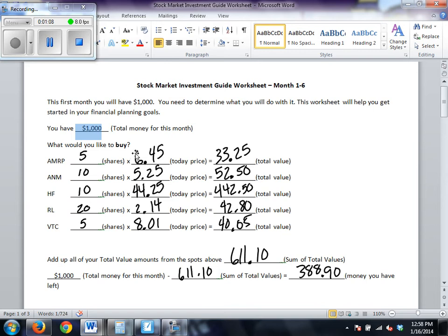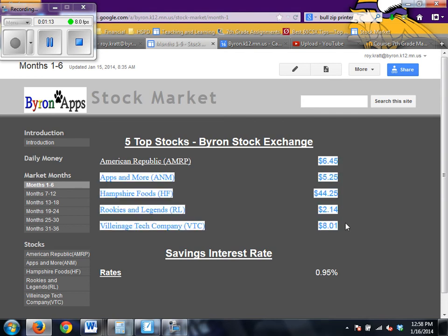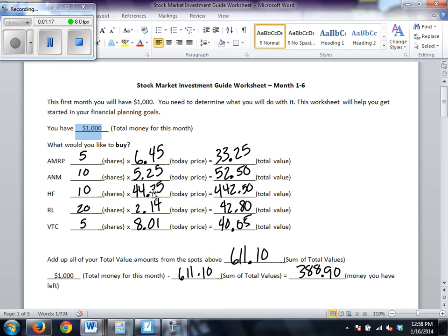Then what you have to do is you have to put in the today prices. You can get that on the website. Okay, these are the menu prices right there. So you have to plug those numbers in. Now if you're not going to buy something, you don't actually have to write it down. I just wrote them all down because I'm buying a little bit of everything.